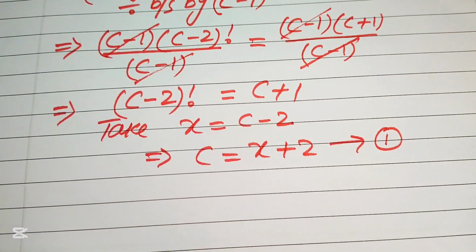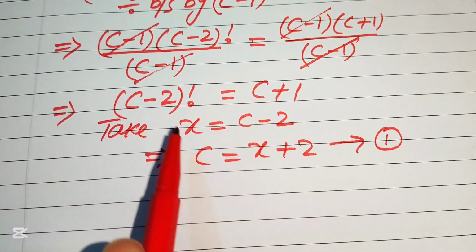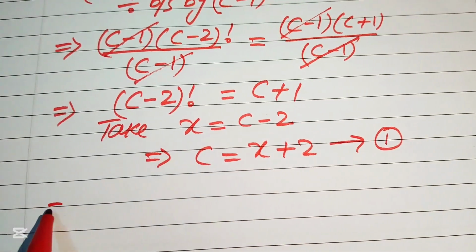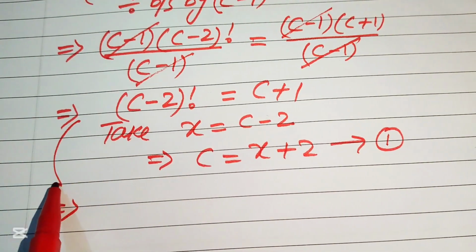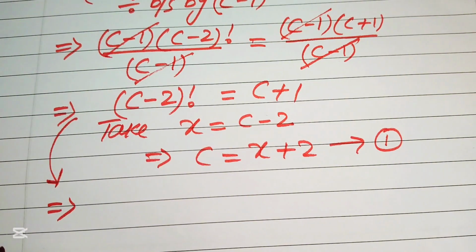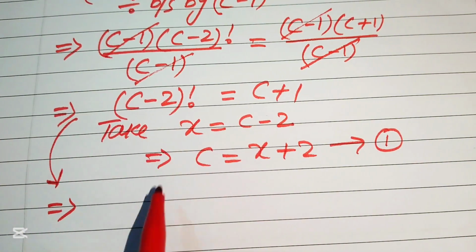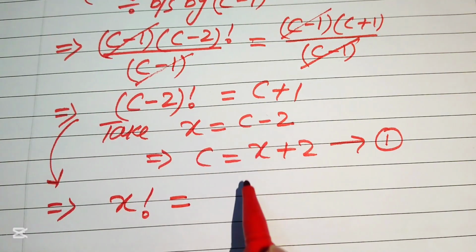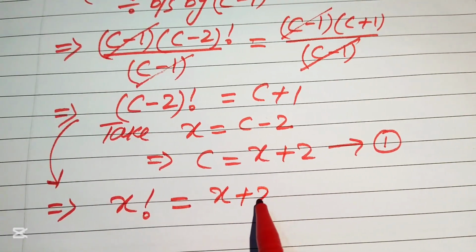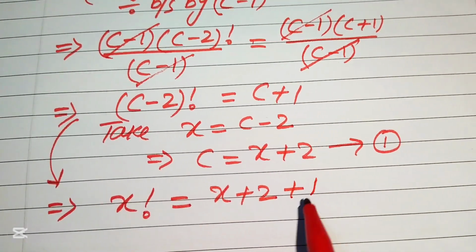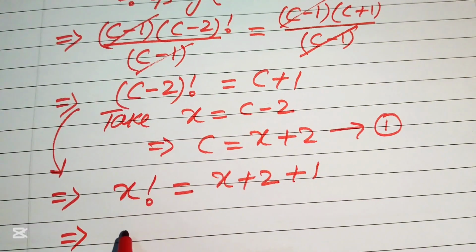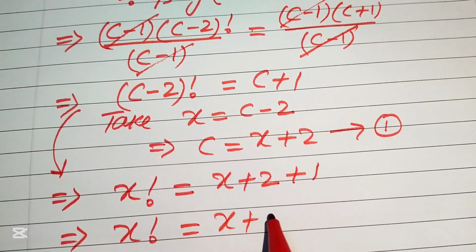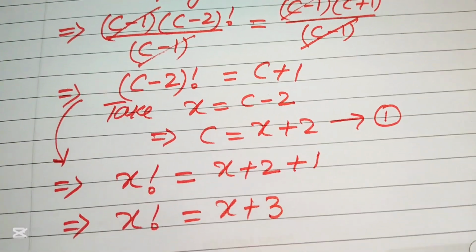Now we need to substitute c minus 2 equals x and c equals x plus 2 in the above equation, so that it is written in this form. c minus 2 factorial equals x factorial, equals c plus 1, which is x plus 2 plus 1. So here we have x factorial equals x plus 2 plus 1, which becomes 3.